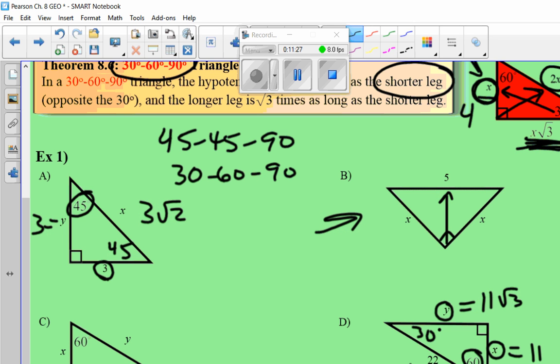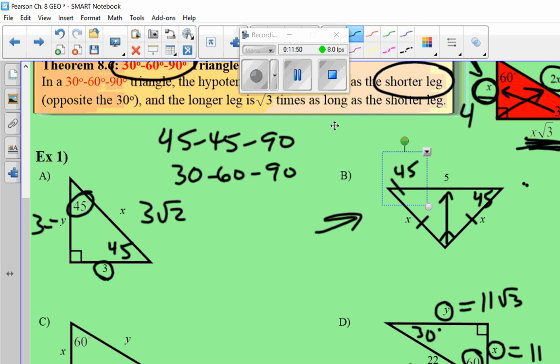Now, how do I know it's a 45, 45, 90 triangle? Well, because these two legs are equal, that means these two angles, if it's a right triangle, both have to be 45. Okay, so that's just knowing some other rules that we've had before. We've got to do that.